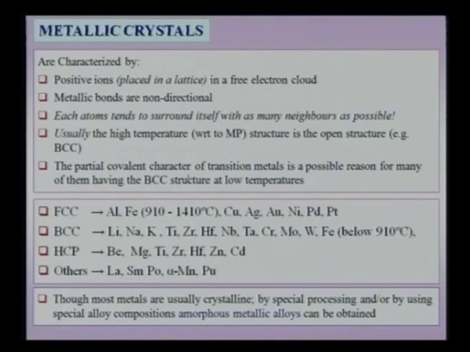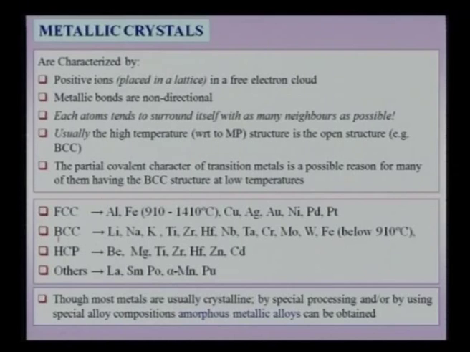Typical metals you would notice are having one of these few structures. FCC is a close packed structure, and we will take up many examples later on. For instance, aluminium, iron under a certain temperature and pressure regime, copper, silver, gold, nickel, palladium, platinum all have the FCC structure, and what I mean here is the cubic close pack structure. The BCC crystal common examples are lithium, sodium, potassium, titanium, zirconium, hafnium, niobium, and many more.